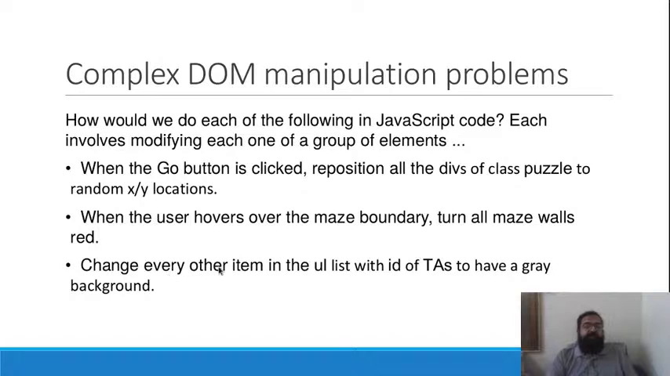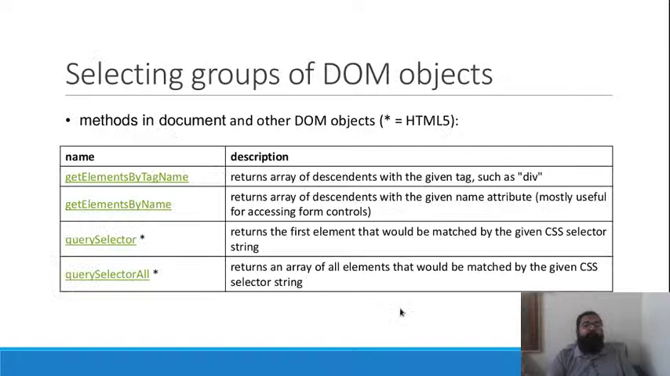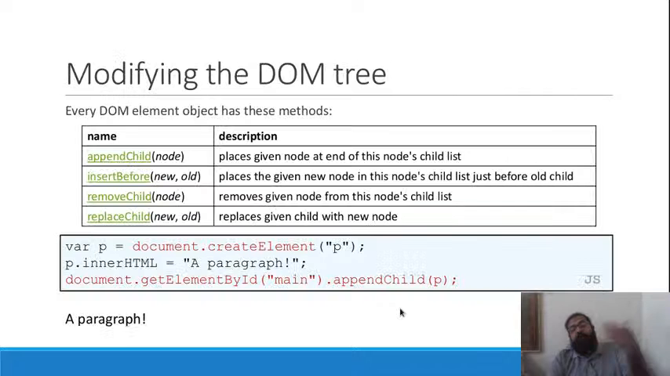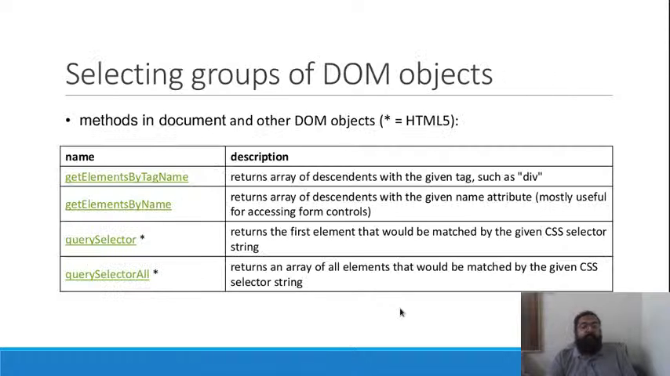Okay, change every other item in the UL list with ID of TAs to have a gray background. So that's also a complex DOM manipulation. So you can do a lot of manipulations, and you can select the groups of DOM objects.